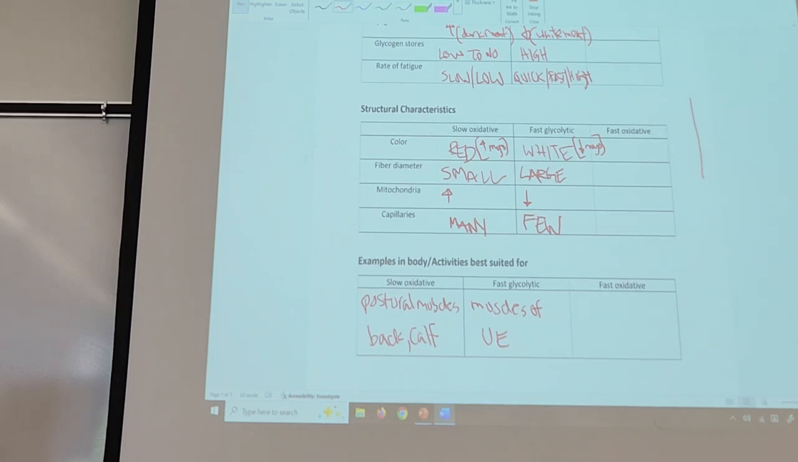And then fast oxidative are going to be fibers that you still want a good amount of force. You want them to last a little bit longer. So we can generalize these and say these are gonna be muscles of the lower extremity, so your legs. Okay, so they can generate more force for a good long period of time, okay? But they may not last as long as your back muscles or your calf muscles as far as posture is concerned.